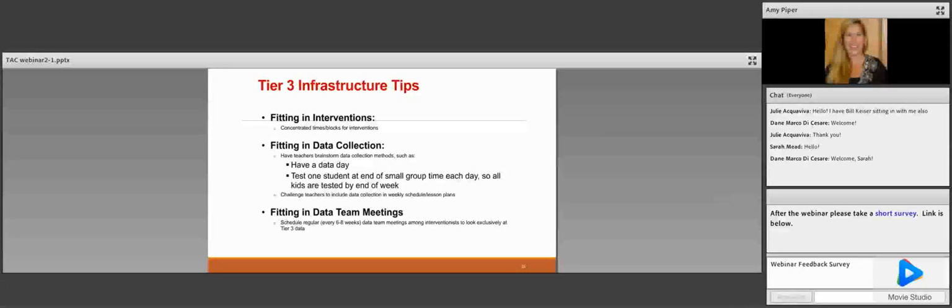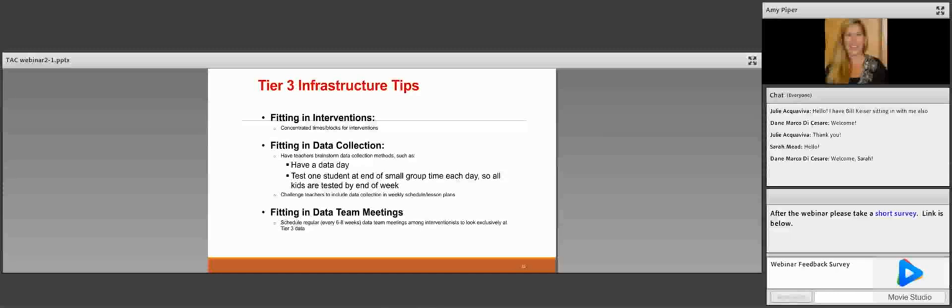So fitting in interventions, we have really set aside time blocks for our students to be pulled for RTI. So they may know, all right, Mrs. Jones' second grade class, her students are being seen from 9 to 9:30 for a fluency group. She may have another group pulled from 10 to 10:30, and it really helps the teacher then know when to schedule their primary instruction so it does not interfere.